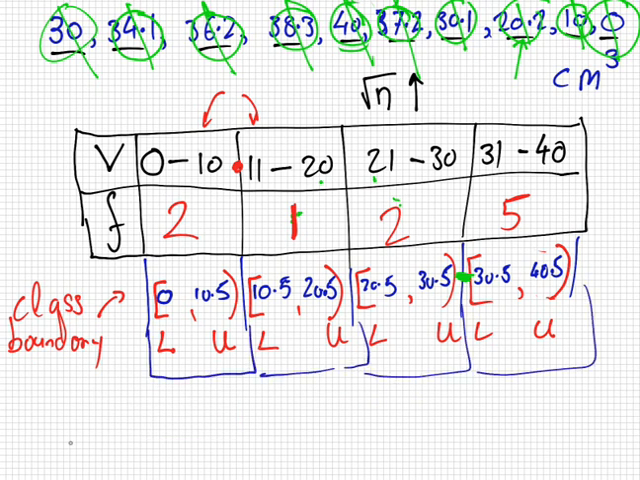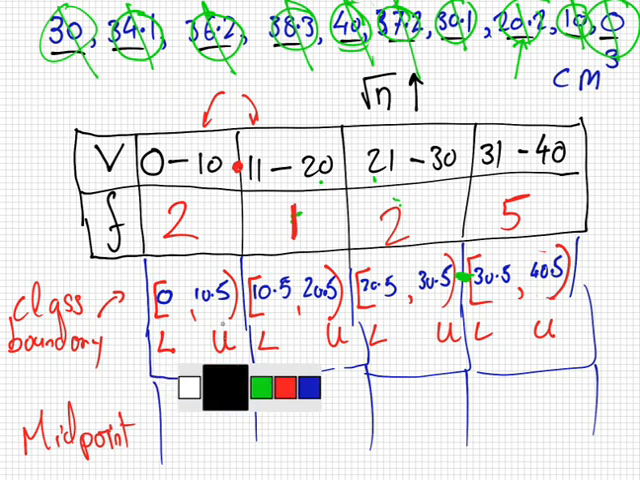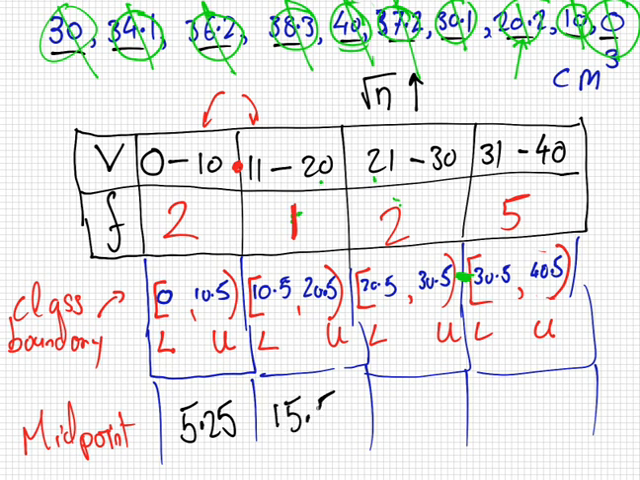Now, each class also has a midpoint. No surprises and no prizes for guessing what the midpoint is here. So if I had 0 to 10.5, what's the midpoint here? It will be 5.25, yeah. And here 10.5 to 20.5 is 15.5. 25.5, 35.5. So these are the midpoints of each class.